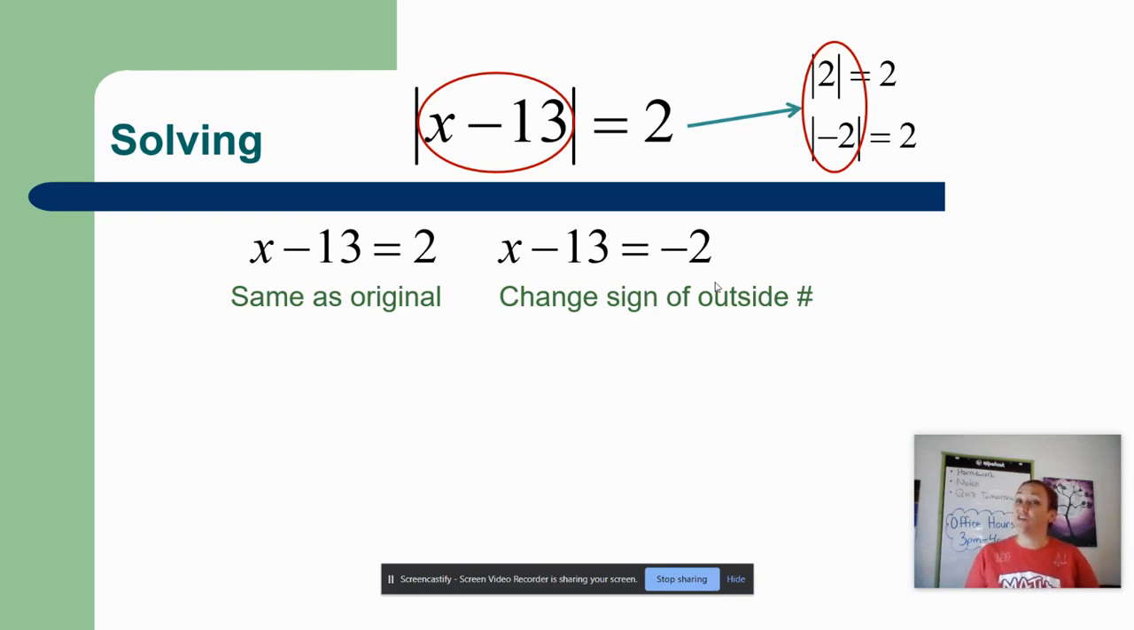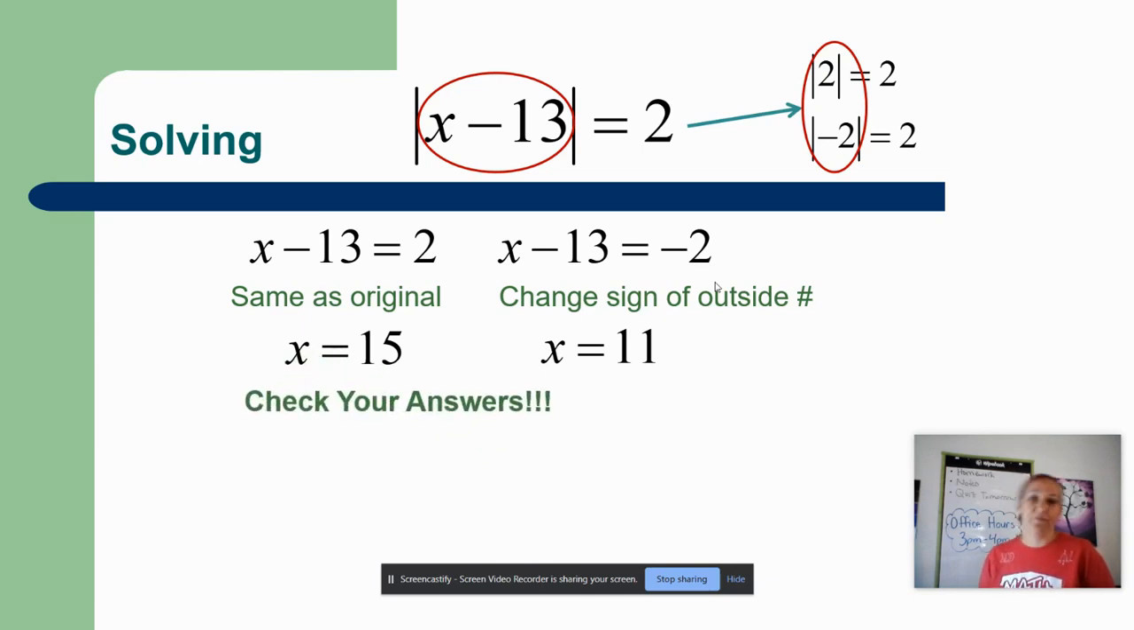Again, you're going to solve both of these. You'll get 2 answers. For the first problem, I'm going to add 13 to the other side, and I get x equals positive 15. And for the second problem, I'm going to add 13 to the other side, and I get x equals positive 11. I'm pretty sure those are both the correct answer, but if I want to be 100% positive, I can always plug them back in and see if they work.